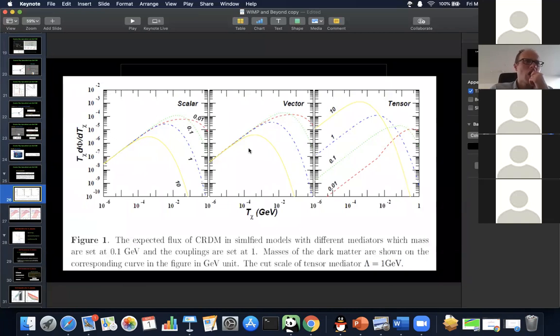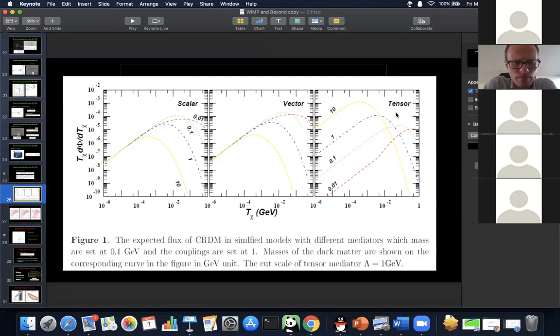So I see that in the scalar and vector, the flux is lower for higher dark matter masses, presumably because the number density goes down when you have a higher dark matter mass. But in this case, it's reversed because you say there's an extra factor of the mass in the quantization. Is that right? So it scales in the reverse direction for the tensor case.